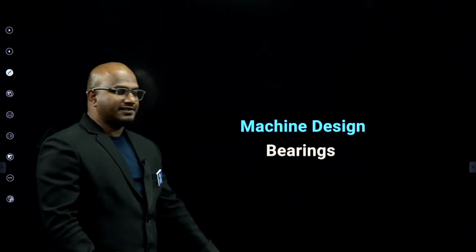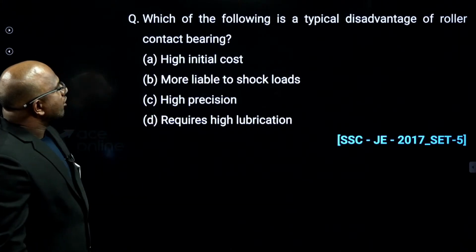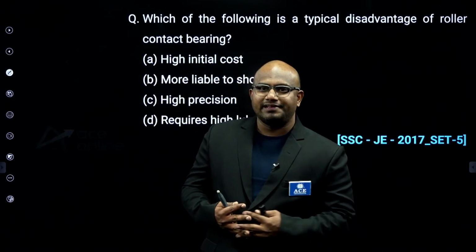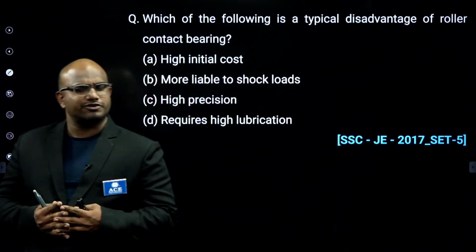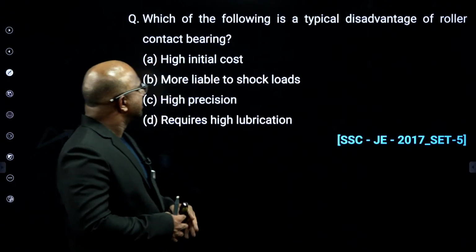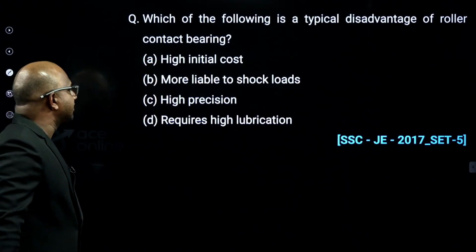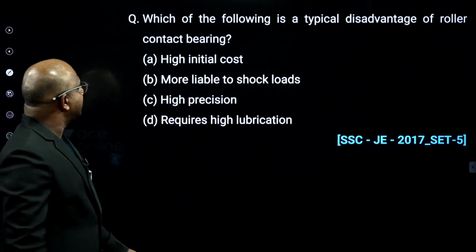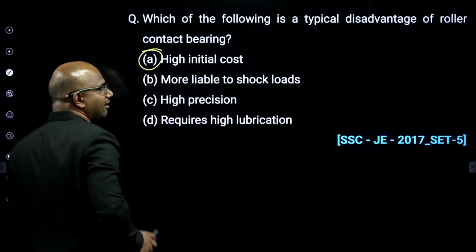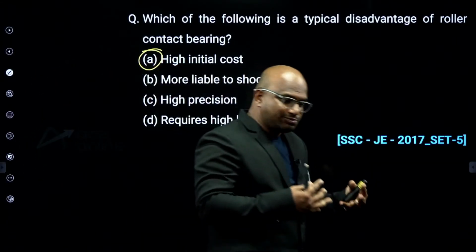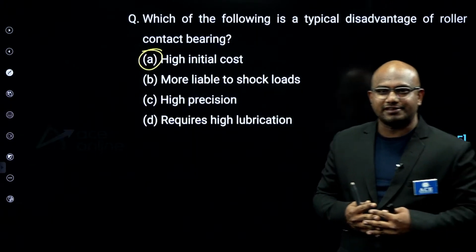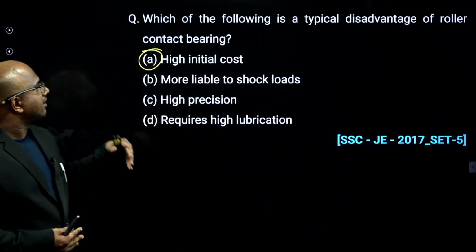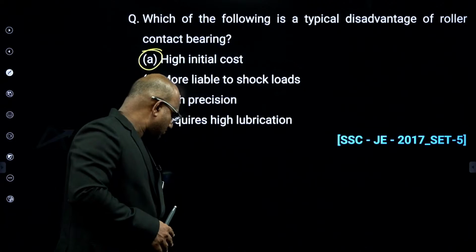Now some of the questions from bearings. Which of the following is a typical disadvantage of the roller contact bearings? Sir, roller contact bearings are anti-frictional bearings. Friction is very, very less with roller contact bearings. Then what is the basic disadvantage, guys? The basic disadvantage is high initial cost. Because to make the rollers very smooth, having a very high surface finish, guys, the manufacturing process is very difficult. So it makes the contact bearings high initial cost.